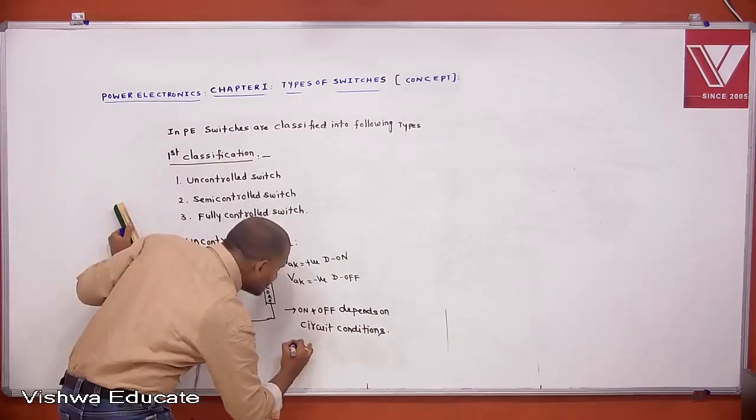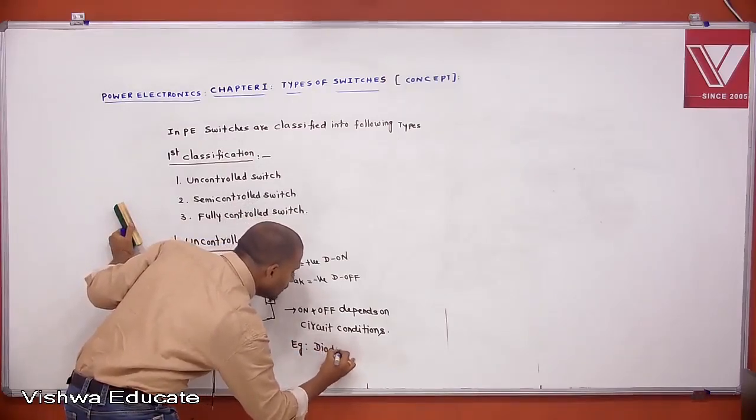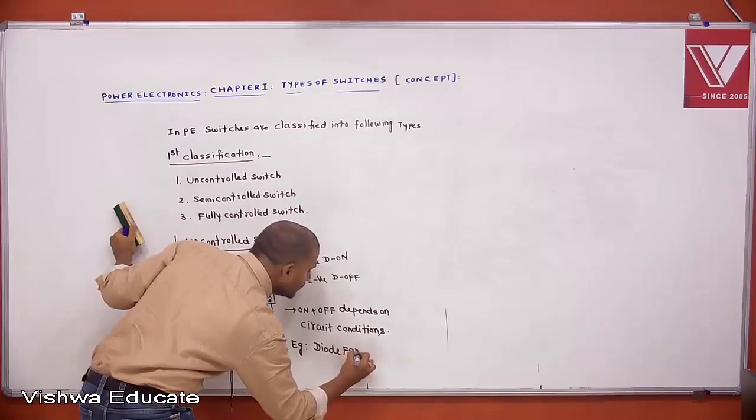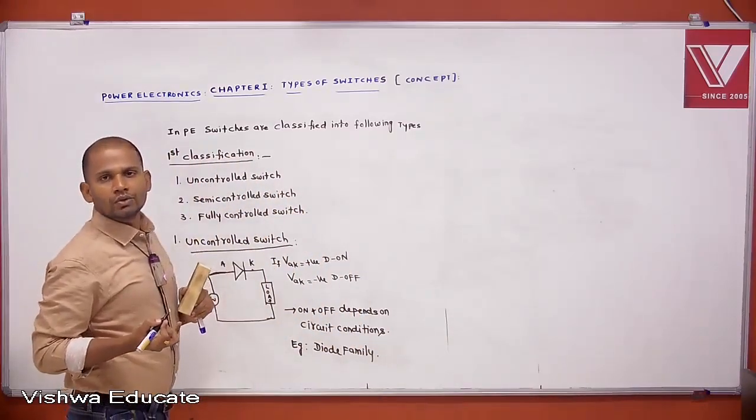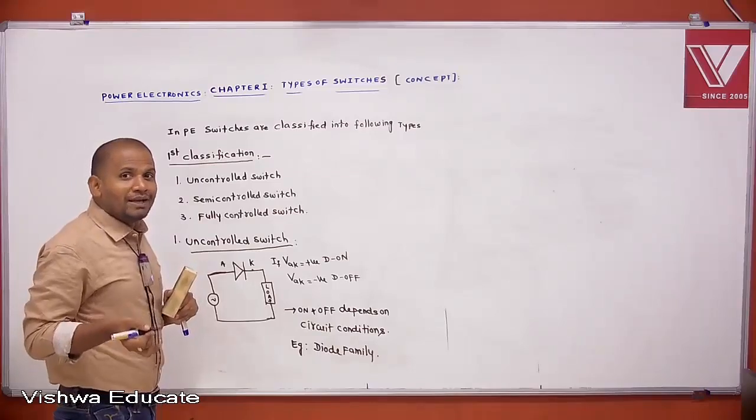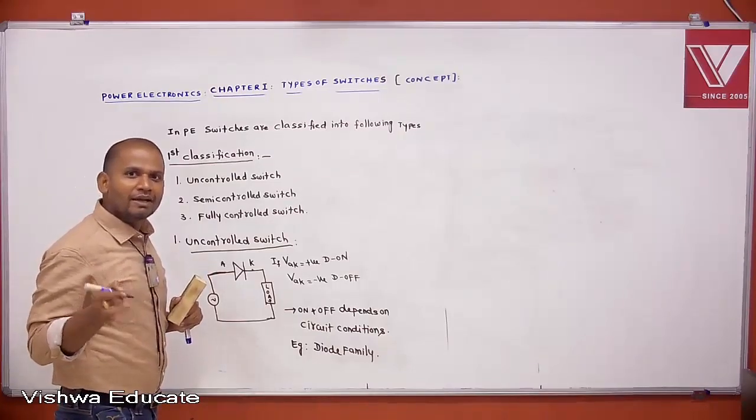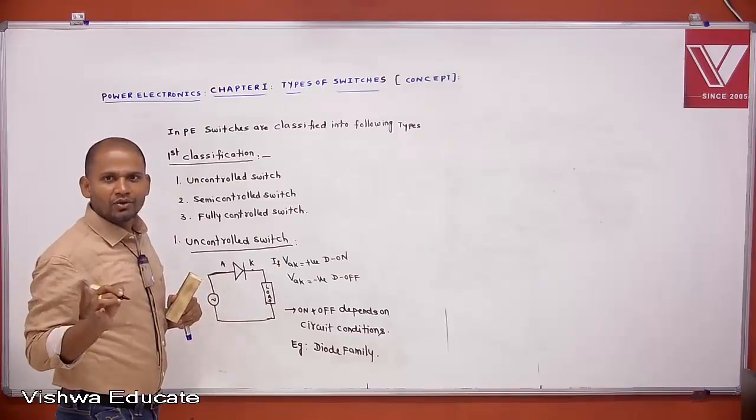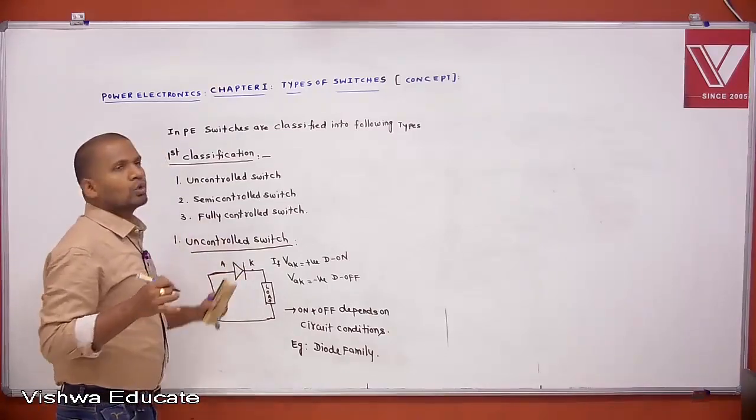Then what are the examples of an uncontrolled switch? The total diode family is the uncontrolled switch. Not only the PN diode, you take any diode. It may be a Zener diode, or a tunnel diode, or a varactor diode. Any diode you take, all the diode family is the uncontrolled switch.